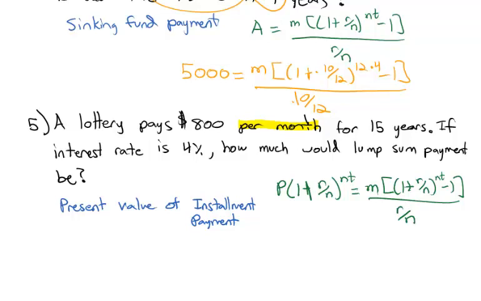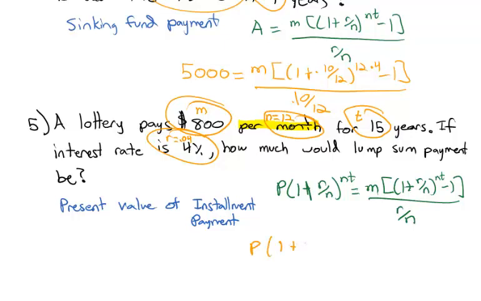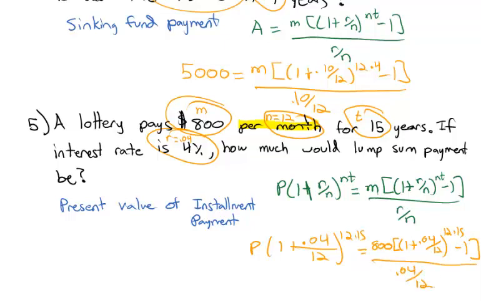So let's see what we know in here. The lottery pays $800 per month. That's that periodic payment. For 15 years, that's the time of the payments. The interest rate is 0.04. Oh, we also said per month. That's our n. N is 12. So we're looking for the present value times (1 plus the interest rate, 0.04 all over 12) to the 12 times 15 is equal to that monthly payment. Oh, we know the monthly payment, don't we? The monthly payment is 800 times (1 plus the rate, 0.04 divided by 12) to the 12 times 15, minus 1, all over 0.04 divided by 12. Solve this equation for the principal, the present value, and we know what that lump sum payment's going to be on this installment payment.